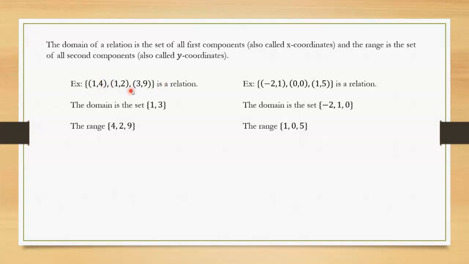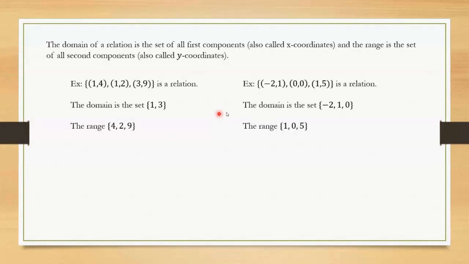So in this example here, the domain would be 1 and 3. You don't list an element more than once in a set. I mean, if you happen to do that on a test or something, I'm not going to take off points, but you want to make sure you don't do that, though. The range would be 4, 2, and 9.